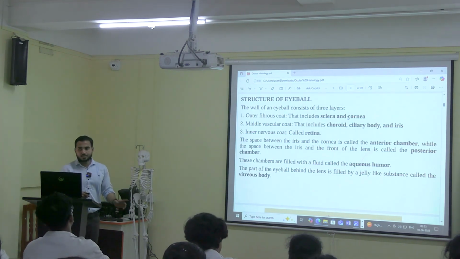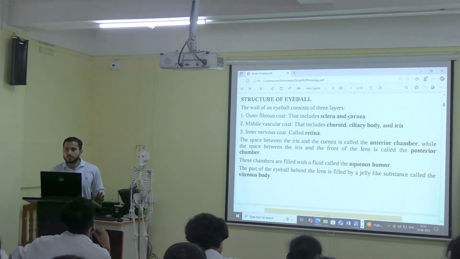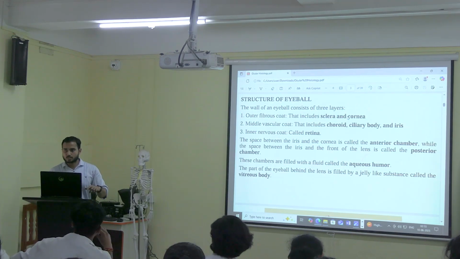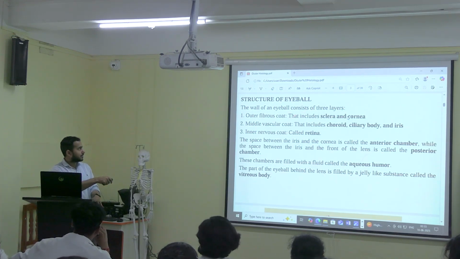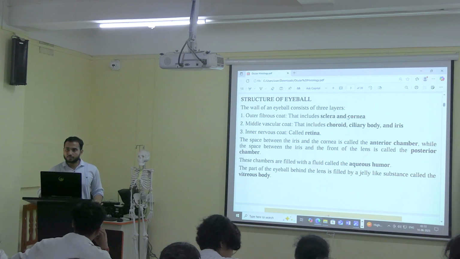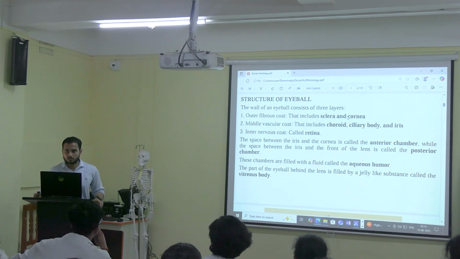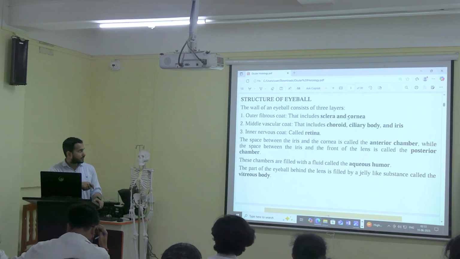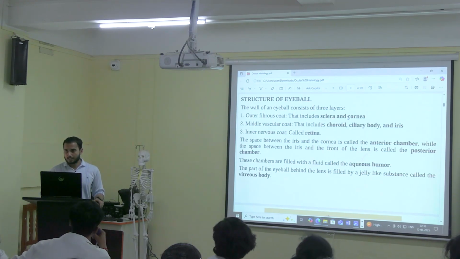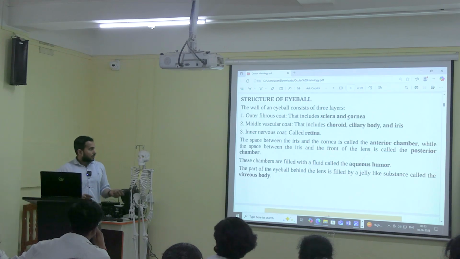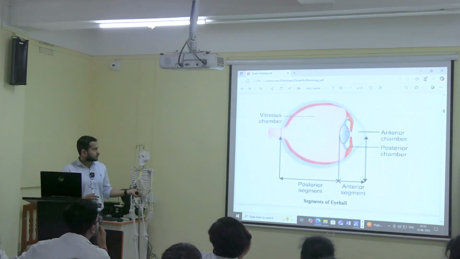Our focus in this particular class will be to study the layers, each and every layer, starting from here to here. Now before I start, let me tell you one thing, these are going to be very difficult, especially when we discuss the retina. That's why I have given a separate class to the retina. Next, let me show you the diagram of the eyeball.